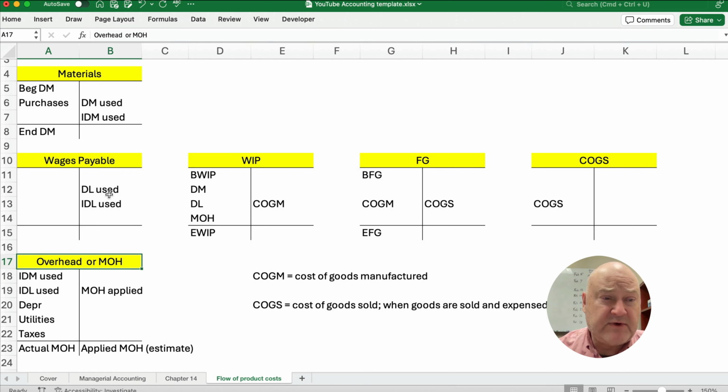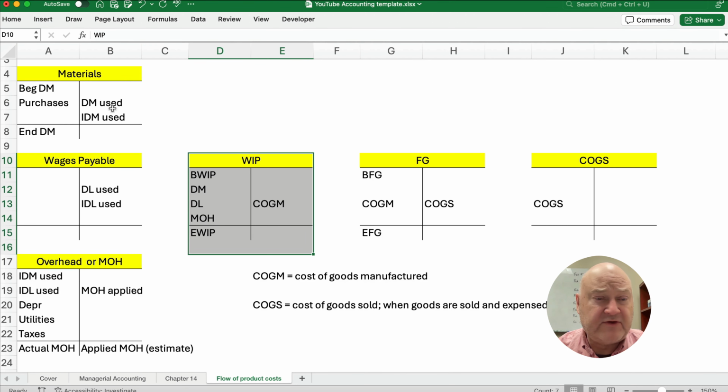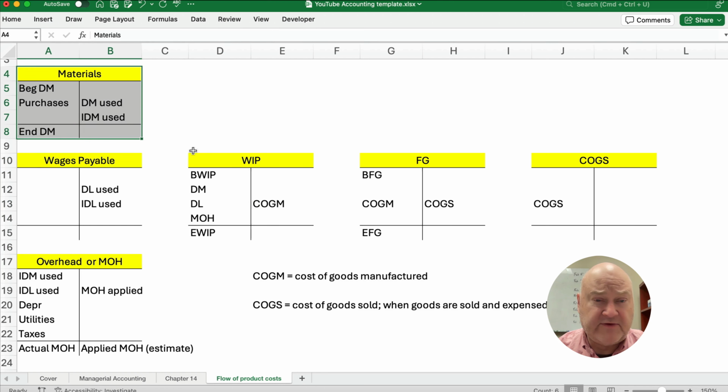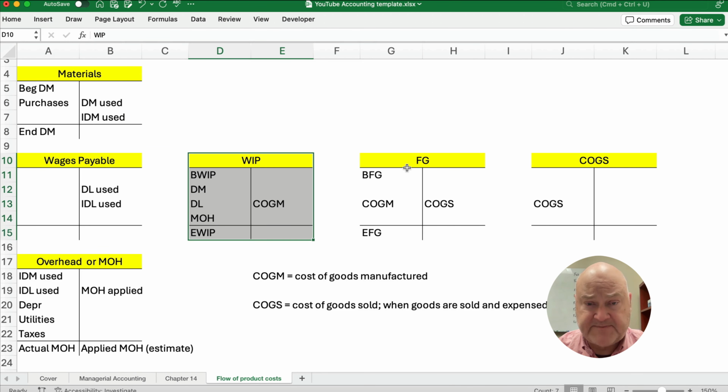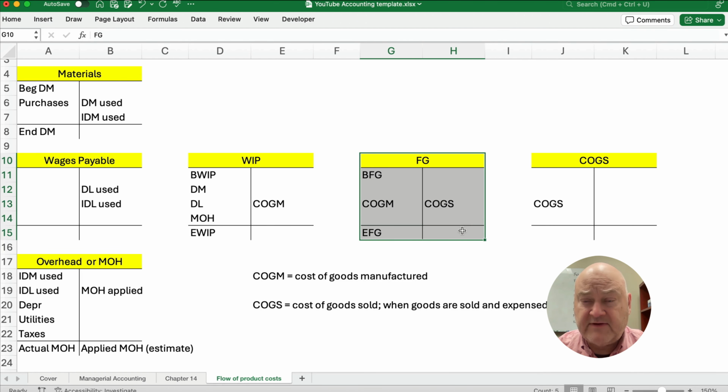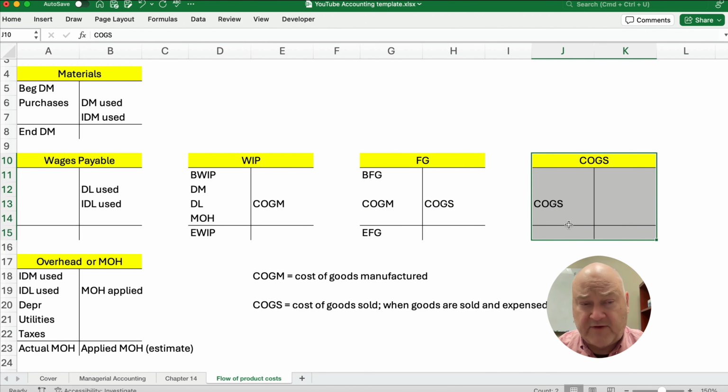So what happens is we buy materials, we have beginning materials and we buy more, and then we use some. Well, our direct materials go into work in process. As soon as we start working on materials, it becomes work in process. As we work on them and finish it, it becomes finished goods, and then as we sell, it becomes cost of goods sold. But let's look at each individual one here so you can kind of understand what's going on.